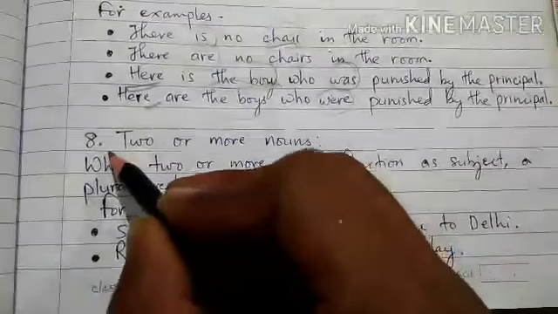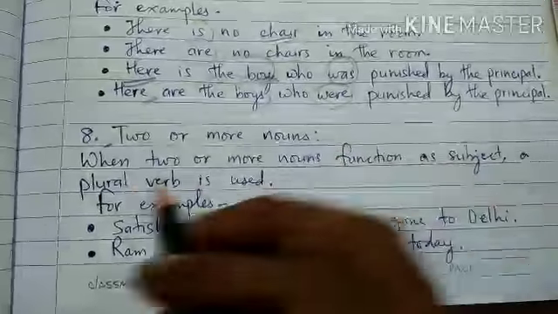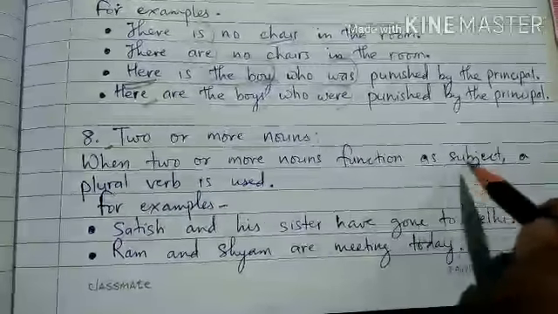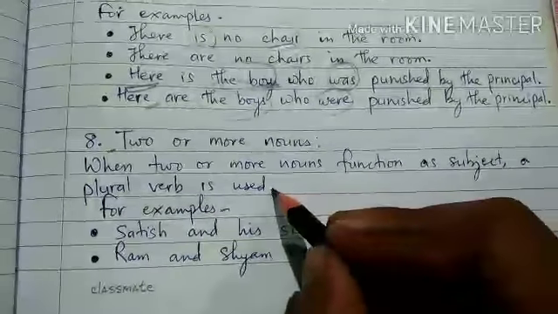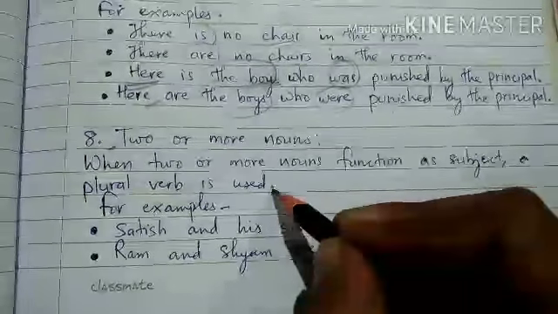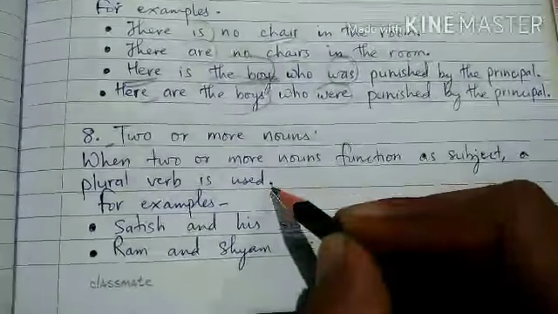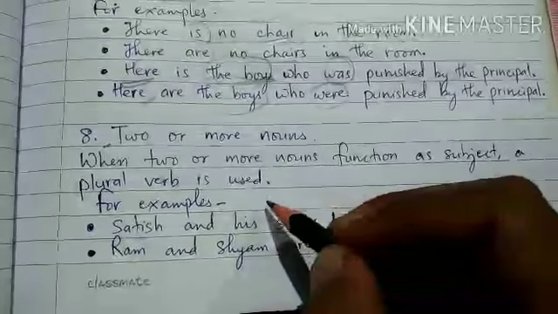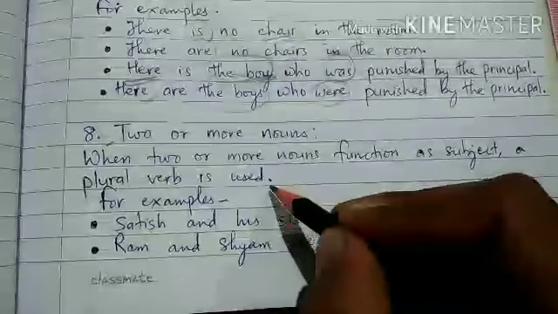Now, another concept, two or more nouns. When two or more nouns function as subject, a plural verb is used. That means, if the subject consists of more than one noun, अगर subject एक से ज़्यादा noun और pronoun है, तो हमें plural verb use करना है. Because already the subject is plural.